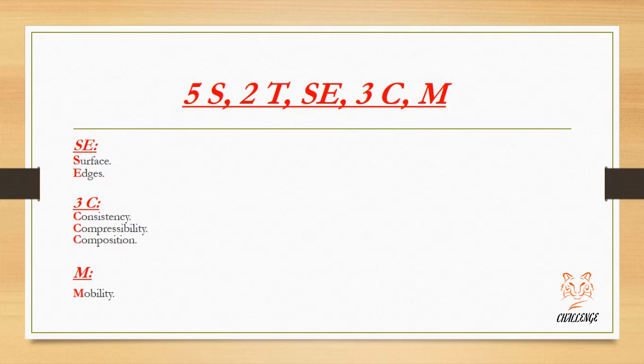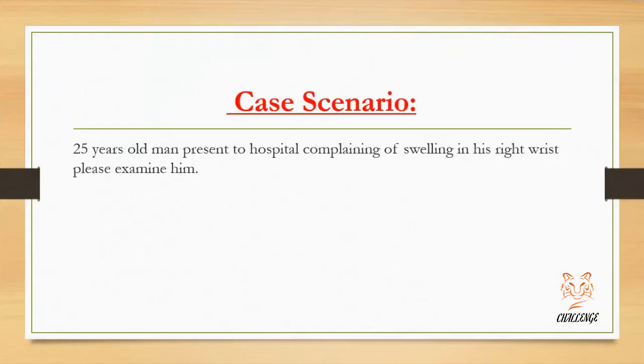The next section of the mnemonic is composed of 3 C's. The first C stands for consistency. The second C stands for compressibility, and the last C stands for composition. The last section of the mnemonic is M, which stands for mobility. So, let's explain this mnemonic in more detail.